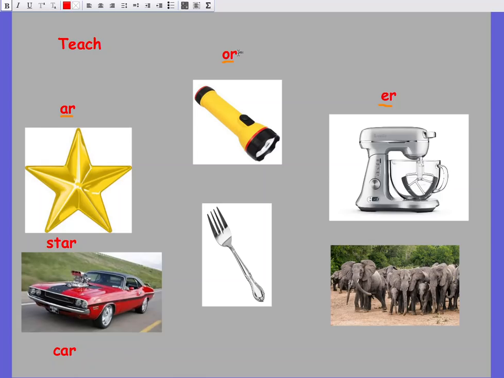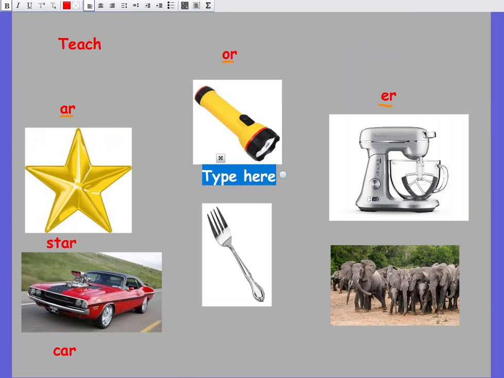All right, now we're moving on to our or sound here. Our or sound. And the first word we have here is torch. So let's sound it out. Torch. Okay, let's count the sounds. Torch. 3 sounds, but how many letters? Have a go at writing it on your whiteboard.